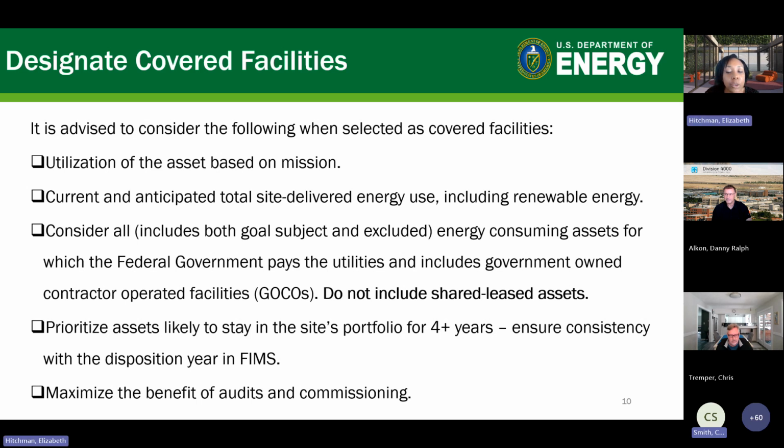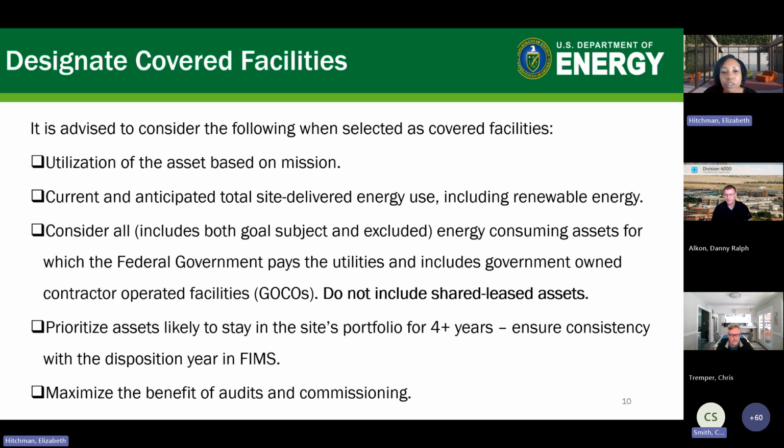This does not include shared leased assets. You must prioritize assets likely to stay in the site's portfolio for 4 or more years. The reason for this is that it ensures consistency with the disposition year in FEMS. You also want to maximize the benefit of audits and commissioning, which we will cover a little bit later.